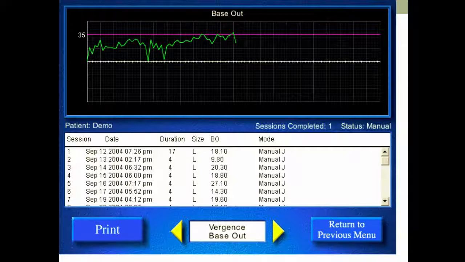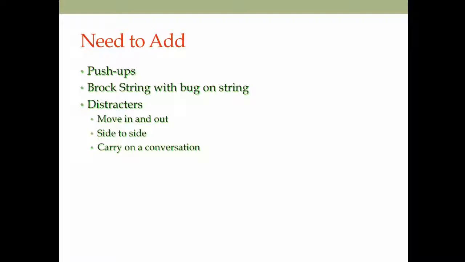But to make this a little bit more like a real good in-office therapy, we believe that you need to add push-ups, Brock string, particularly the concept of bug on the string. You need to add distractors, moving in and out, side to side, carry on a conversation with the patient. Bug on the string is doing a Brock string, making believe that there's a bug walking up the string, so the patient is making voluntary vergence along that string, having them stop the bug, having them make the bug go back 2 inches, come closer 3 inches, etc., building up this whole concept of voluntary vergence.